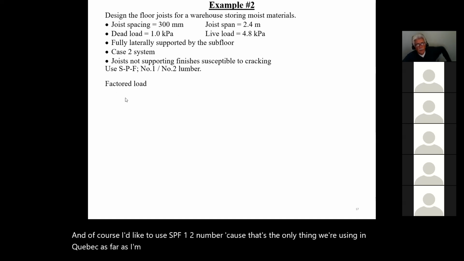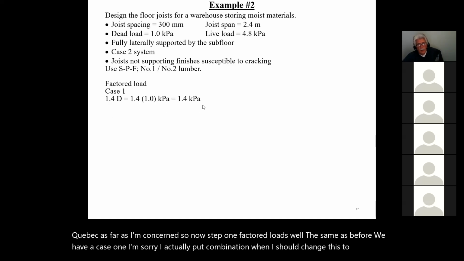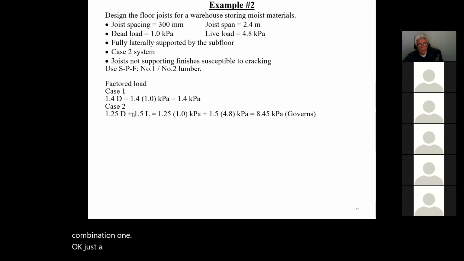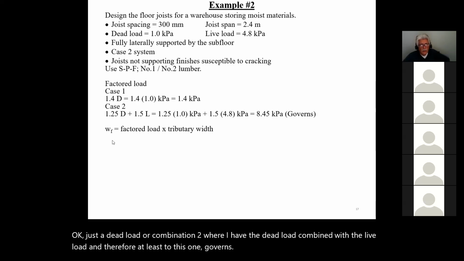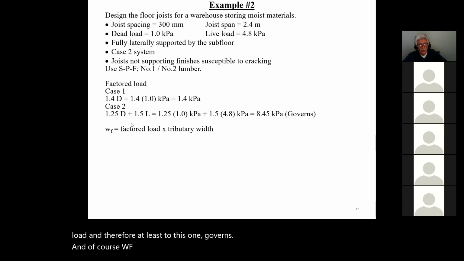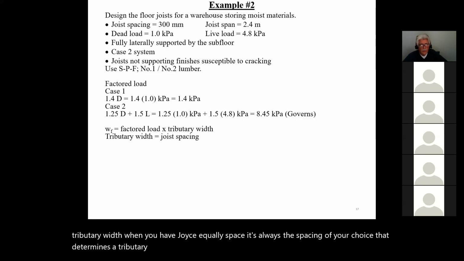So now, step 1, factored loads. Same as before. I'm sorry, I should put combination 1. I should change this to combination 1, just the dead load, or combination 2 where I have the dead load combined with the live load, and therefore out of these two, this one governs. And of course, WF, as I explained before, is your factored load times your tributary width. When you have joists equally spaced, it's always the spacing of your joists that determines the tributary width. So the tributary width is the joist spacing here.